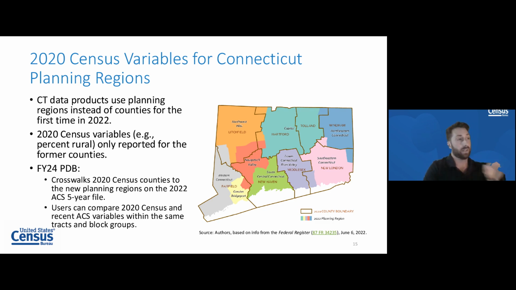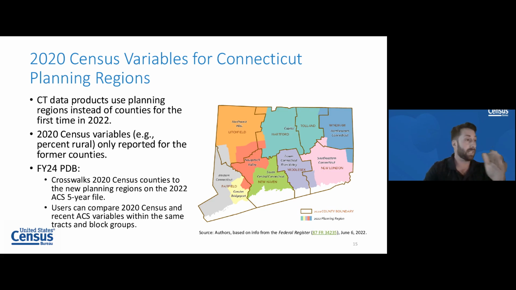So we include the 2020 census variables that are now crosswalked to those planning regions. So that is kind of a nice thing that we do the crosswalking for you. The geographies, with the exception of a number of water tracts, but water tracts don't have people, so that's not a big concern here.